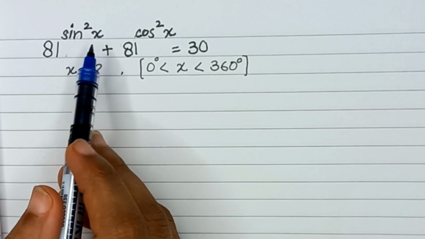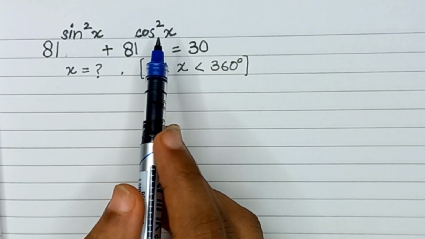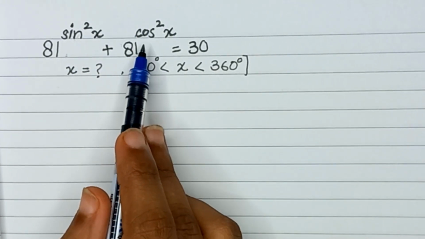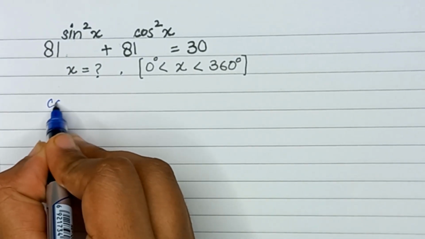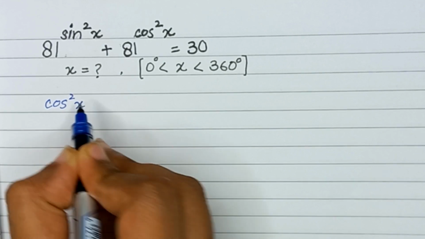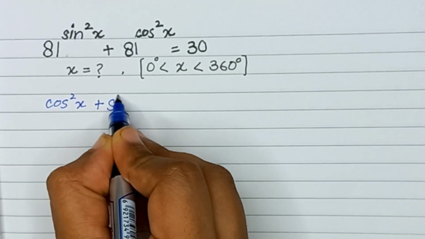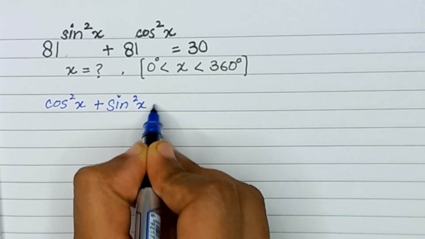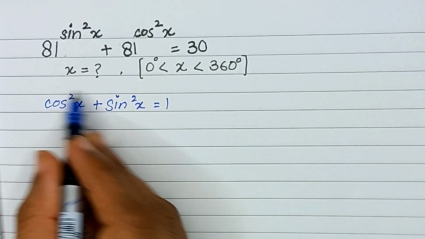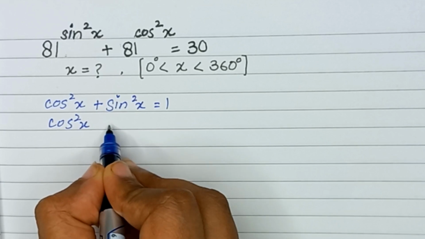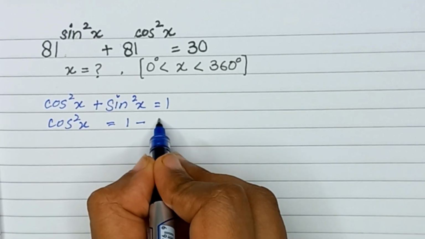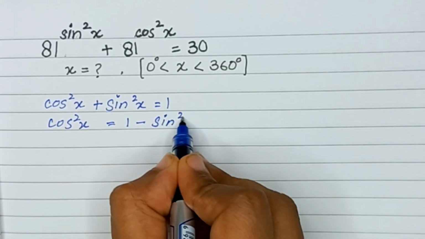Here we have sine square x and here we have cos square x. So we will apply the trigonometric rule, which is cos square x plus sine square x is equal to 1. And from here we will find the value of cos square x. So cos square x will be equal to 1 minus sine square x.